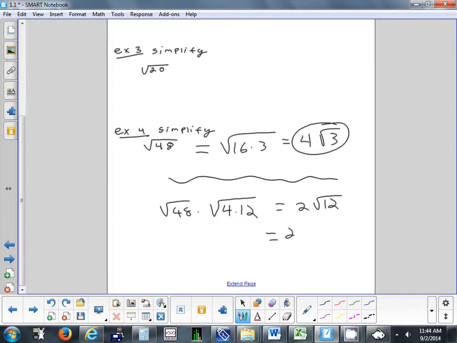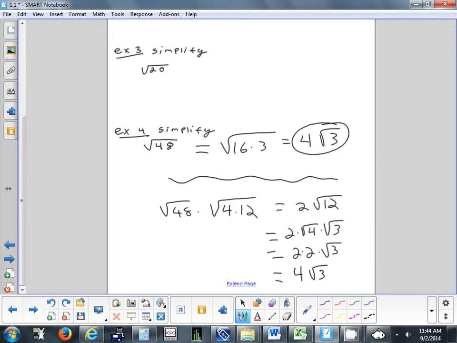So this 2 just kind of hangs out front. And then you split it up into 3 and 4. And then you can take the square root of 4 again, which is 2. So you have 2 times another 2 times the square root of 3. And 2 times 2, there's your 4.